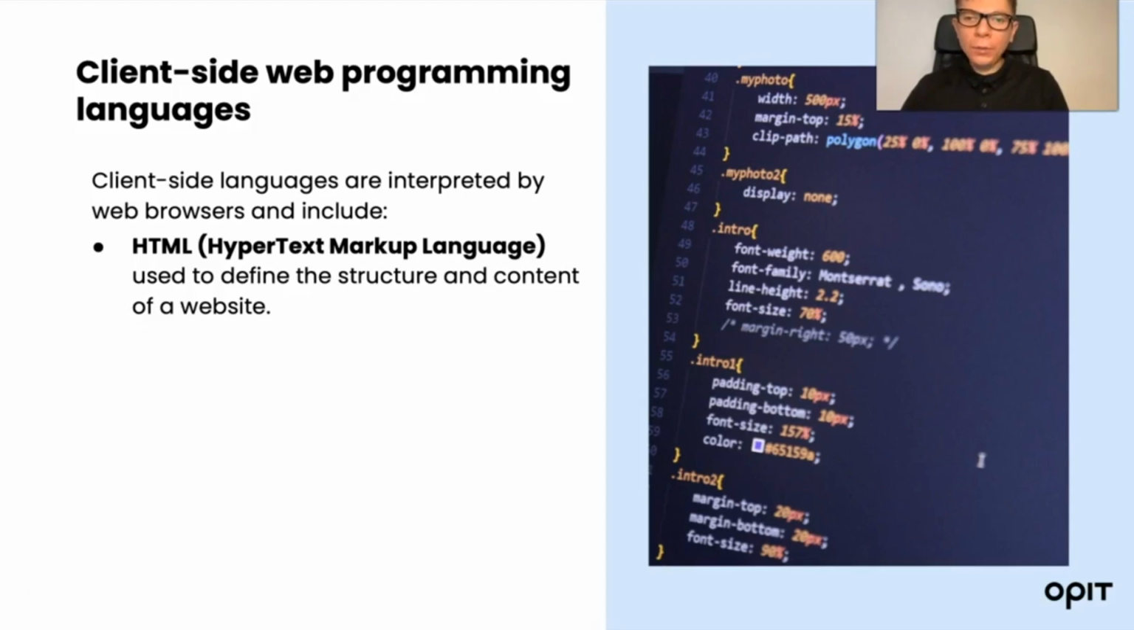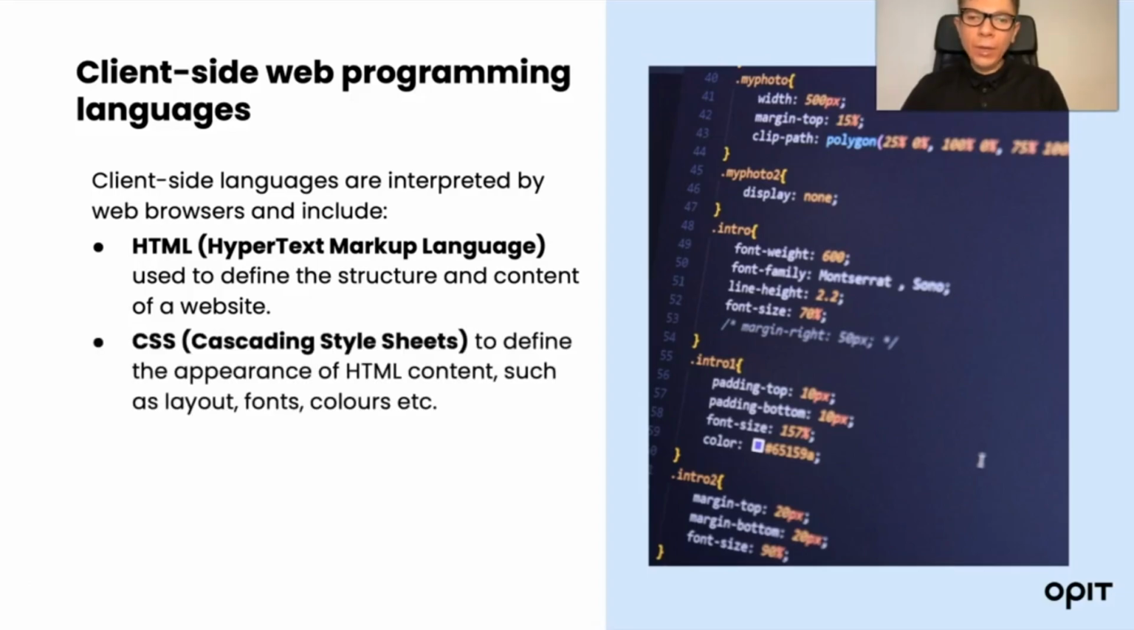So whatever you'd like to do in web development, HTML is the basis, the most important language that you would need to learn. Then we have CSS, which are cascading style sheets. They are used to define the appearance of HTML content, such as layout, fonts, colors, and so on. So it is important to differentiate the structure and content of the website from the style, the appearance. And CSS is used to define the latter, the appearance of the content.